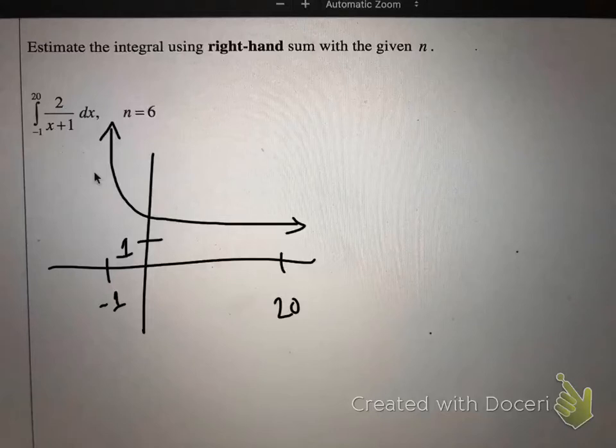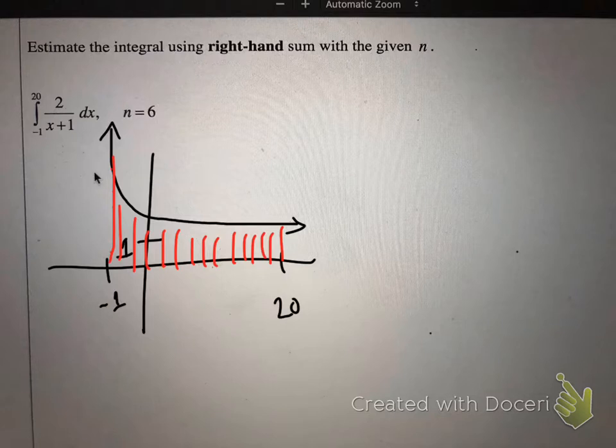Okay, so for this problem, we're going to use the right-hand sum to find the estimate of the area underneath the curve. So it's basically this area in red that I'm going to draw. It's this, all the way to 20. We're going to find that area.